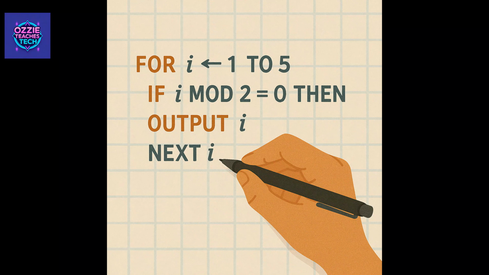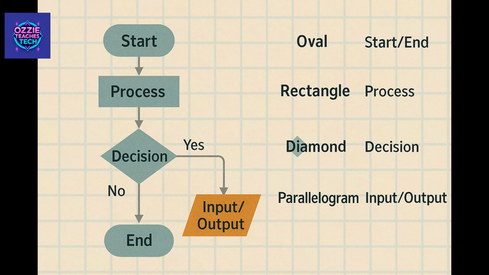3. Flowcharts. Yes. Flowcharts still matter. You need to know the difference between ovals, the start and the end, rectangles, the processes, diamonds, the decisions, parallelograms, the input or output. Cambridge will ask you to either create a flowchart from a description or interpret one and write the corresponding pseudocode. Practice converting between these representations. It's 3 marks if you know the rules.